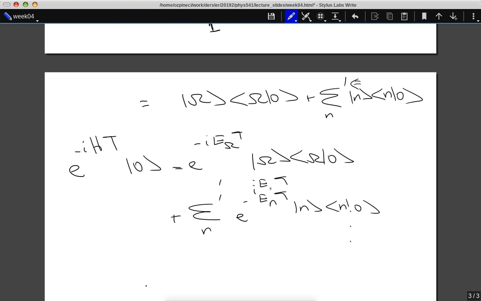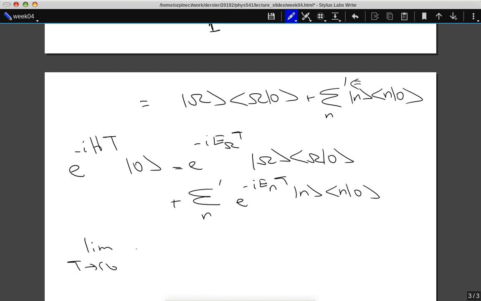Now I will take the limit as t goes to infinity. But you see, all those terms, all those exponents, they are highly oscillating in that limit. I would like to suppress some of them. So to suppress them, I take the limit as t goes to infinity, but with a small imaginary part.